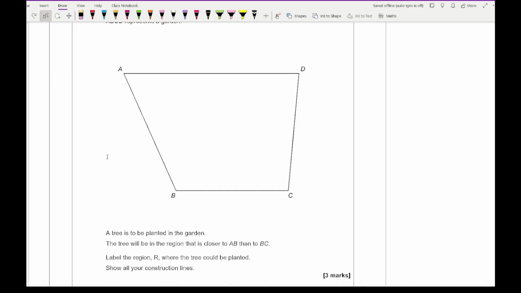Label the region R where the tree could be planted. Show your construction lines. Now, doing this on computer is going to be very difficult, but basically what we need to do is an angle bisector between the lines of AB and BC. So for this, we find the common letter, which is B.